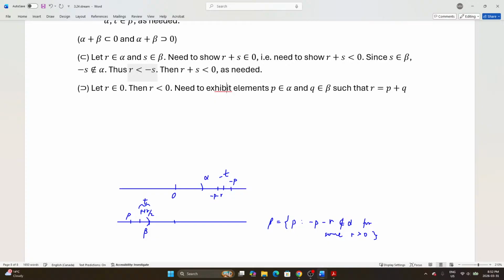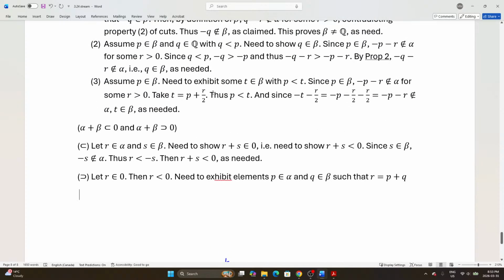Nice. Did I spell this wrong? Exhibit. I think it's just Word being weird. Anyway, this is silly.